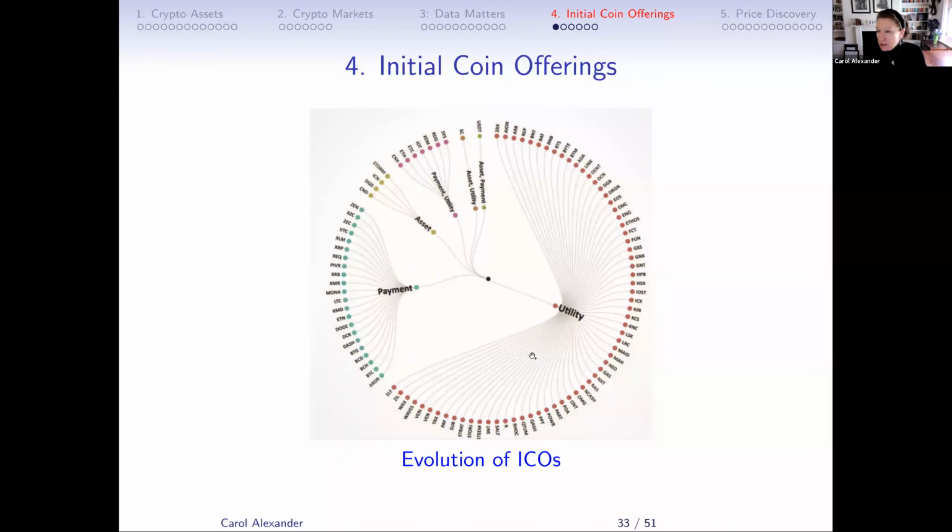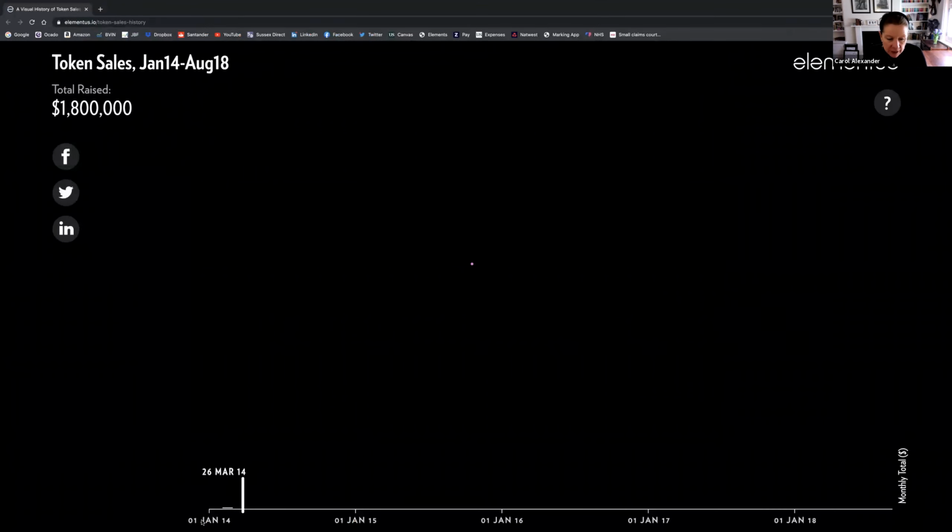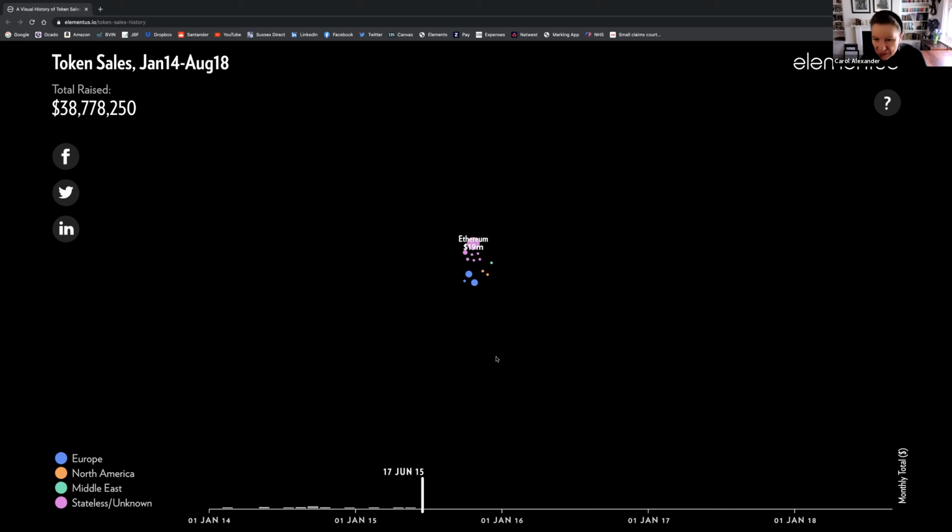And now this utility space has been subdivided further into decentralized finance tokens or non-fungible tokens and other sub-classifications that are becoming increasingly popular. Let me quickly show you this video. So this video starts in January 2014. You can see on the timeline here. So the pink means it's stateless or unknown. Blue means Europe. And the Ethereum one, most of these are domiciled in, I don't know, the Seychelles or something like that.